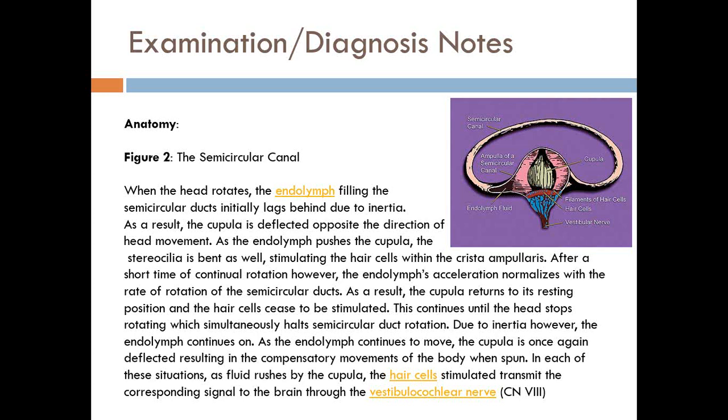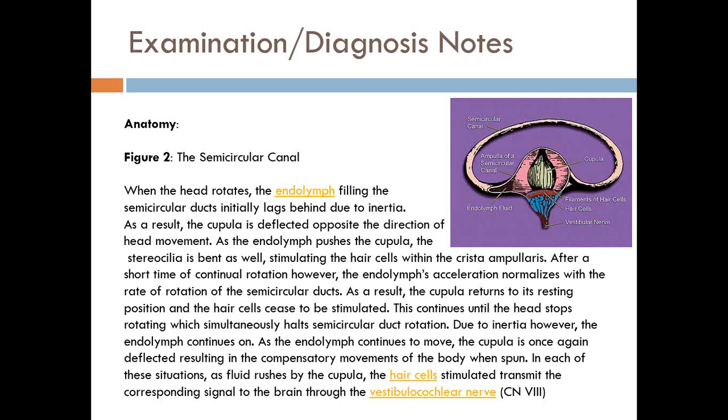When the head rotates, the endolymph filling the semicircular ducts initially lags behind due to inertia. So what does that mean? It means if there's a cup of water sitting in front of you, and you were to snatch it side to side, the water would essentially stay in the same place for a very brief moment while the cup is moving. And that's what causes the water to spill over the edge.